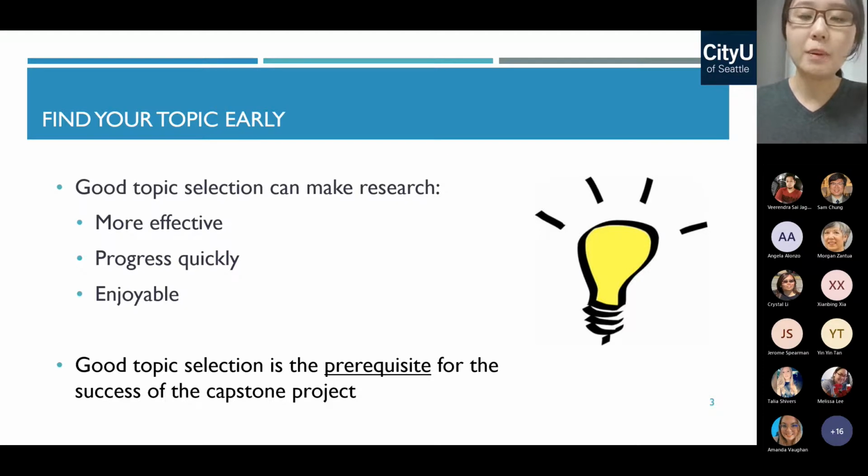So please make sure to prepare and plan ahead of what you want to do for the capstone project so that you have a stronger start to the course. Choosing a good topic makes your research more effective, progress quickly, and more enjoyable. And therefore, it is a prerequisite for the success of the capstone project. And to do this, I encourage everyone to find your topic before even the course starts.